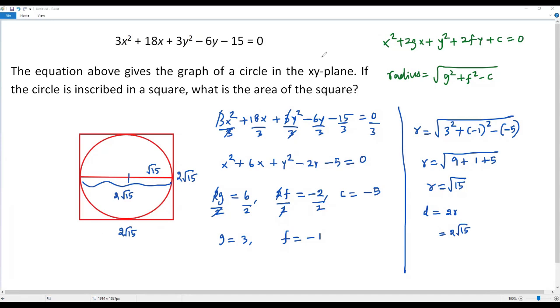Now let's get the area of the square. Let me write the formula here. To get the area of a square, we multiply the length of a side by the length of another side. So that is 2√15 times 2√15. 2 times 2 is 4, and the square root of 15 times the square root of 15 is just 15. 4 times 15 is 60. Therefore, the area of the square is 60 square units.